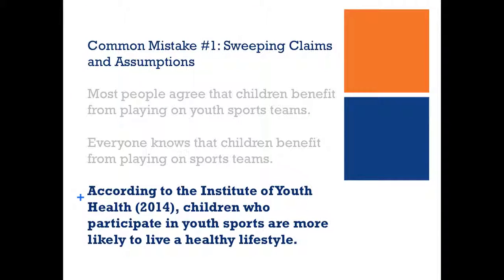So the first common mistake would be sweeping claims and assumptions. The sections here in gray are poor examples, and the section down at the bottom with a little plus sign is a good example of how we can fix it. A common error might be when someone writes that most people agree that children benefit from playing on youth sports teams, or everyone knows that children benefit from playing on sports teams.